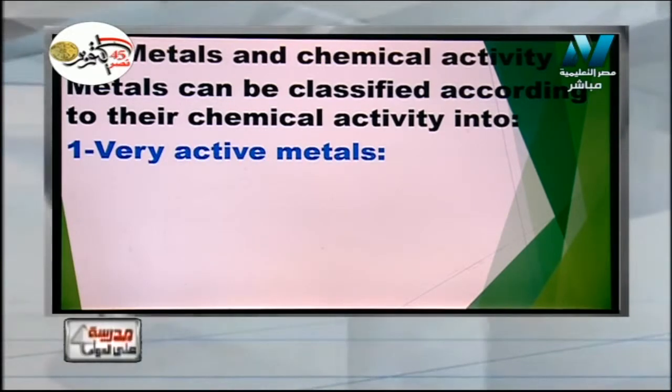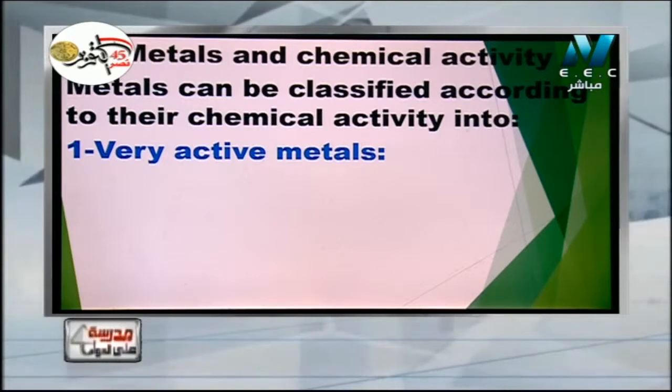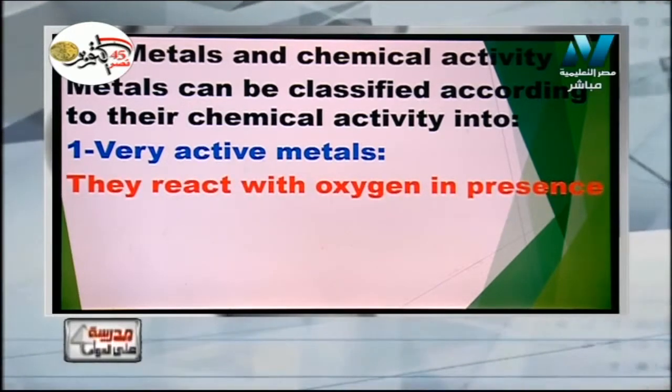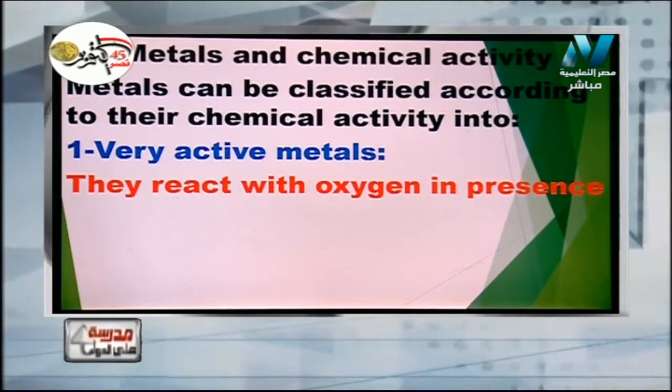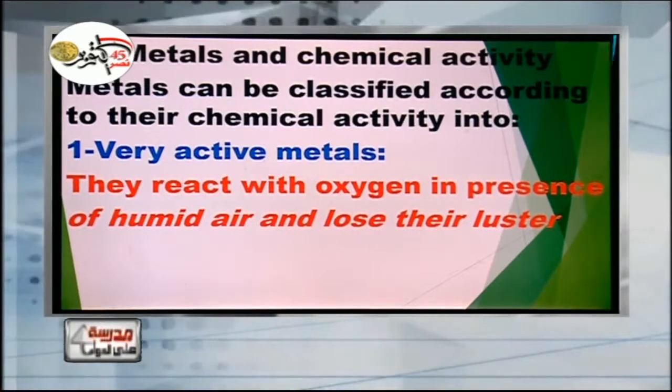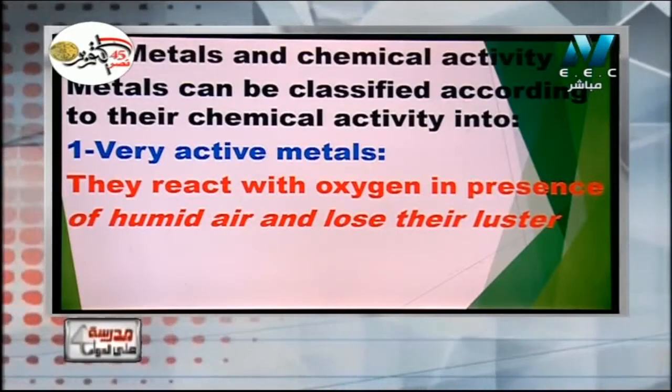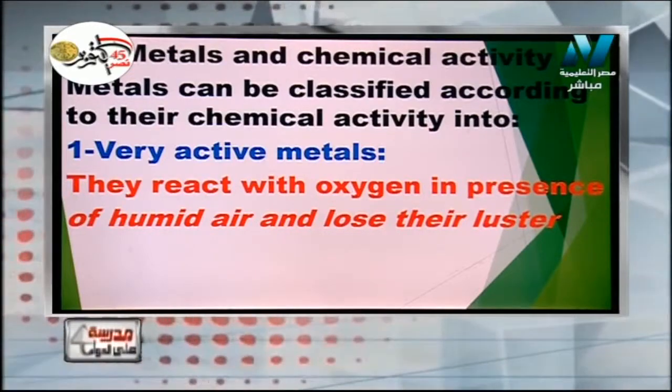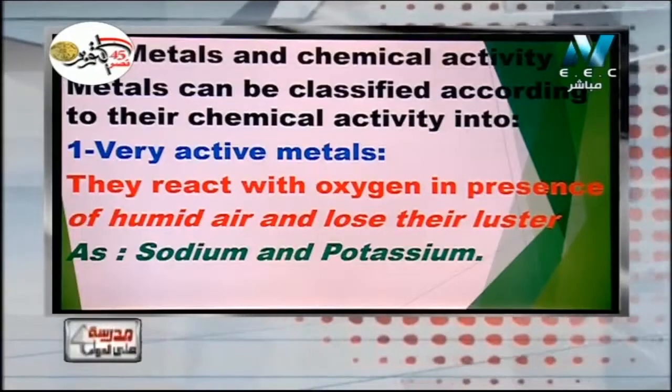Number one, very active metals. What's meant by very active metals? Very active metals are metals that react with oxygen in presence of humid air and lose their luster. As you know, my dear student, as we studied in primary 4, metals have metallic luster. But now we study that very active metals react with oxygen in presence of humid air and lose their luster, because they form metal oxide. As what? As sodium and potassium.